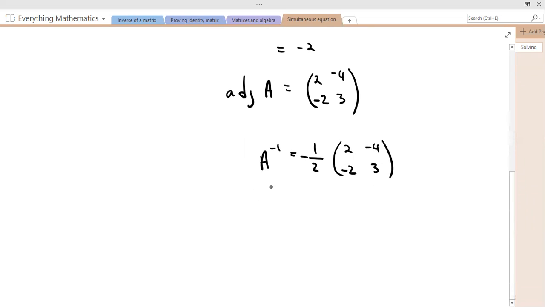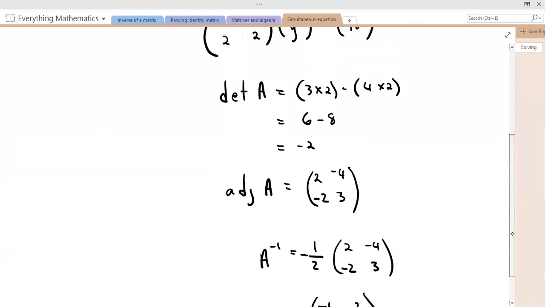And because I need to multiply this by another matrix, I will distribute my scalar. So a half multiplied by 2, that would be -1. A half multiplied by -4, that should just give us +2. A half multiplied by -2, that will give us +1. And -1/2 multiplied by 3 should give us -3/2. A little more and we would have had only whole numbers, but that's not the case, unfortunately.